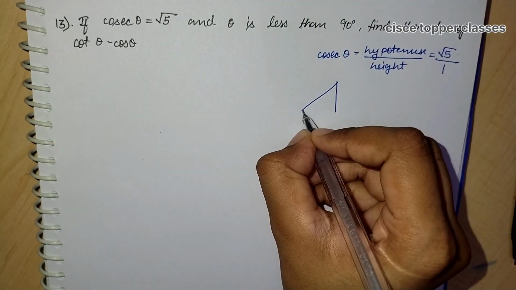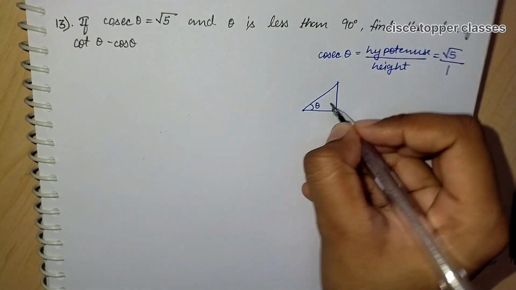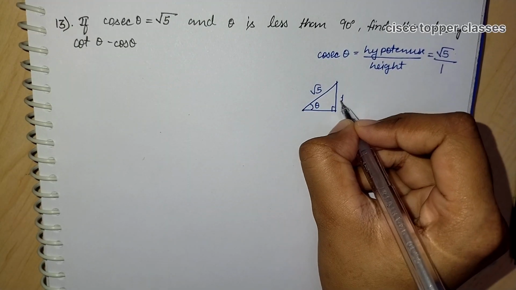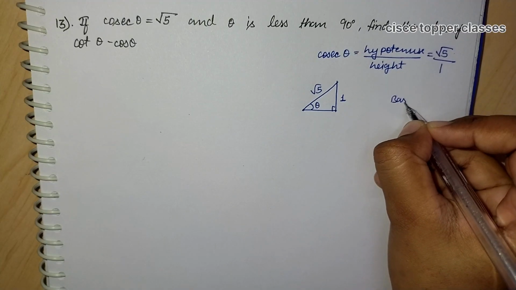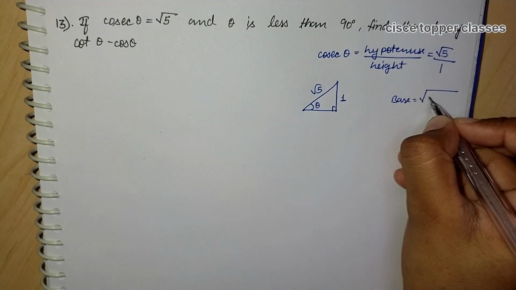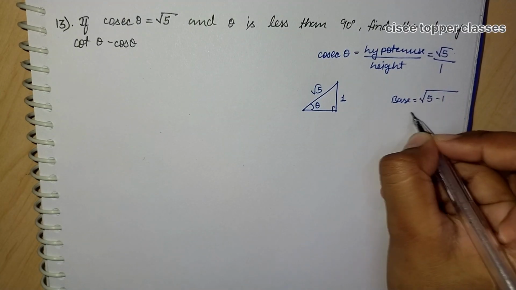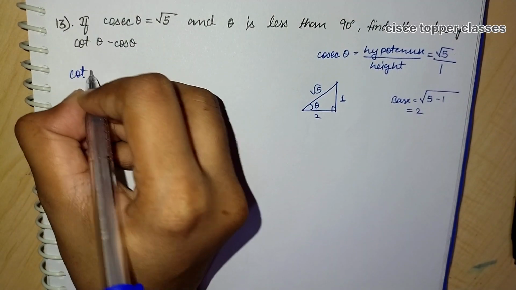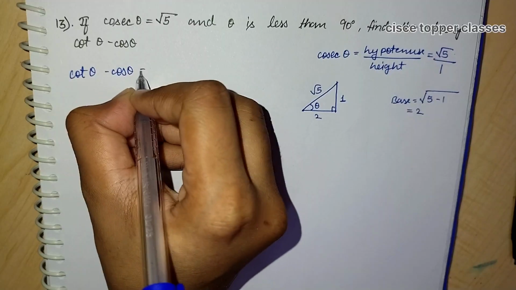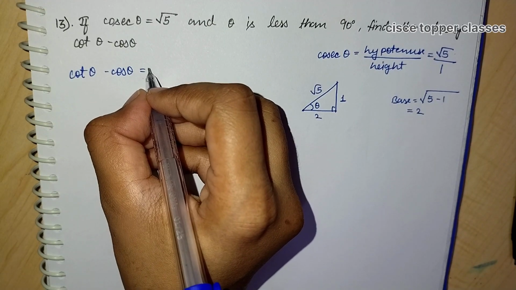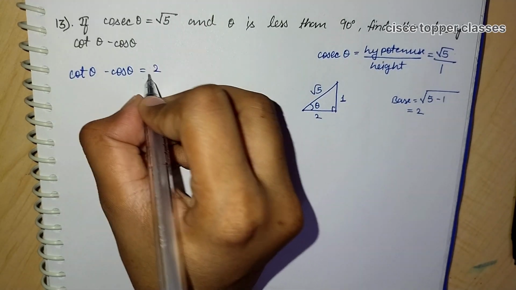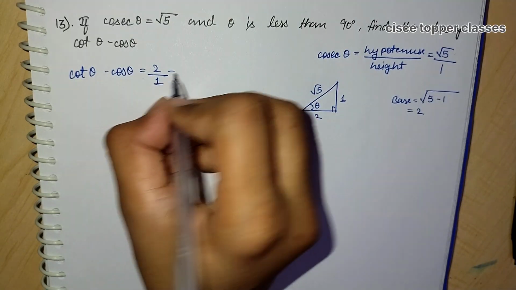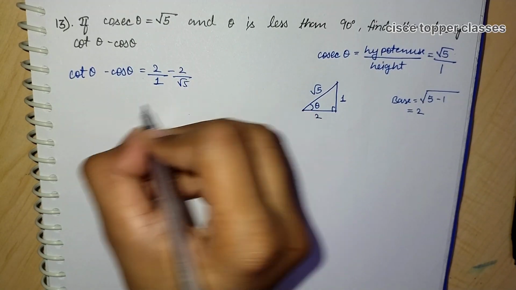So here we will draw a triangle like this with 90 degrees, in which theta is like this. So the hypotenuse is under root 5 and height is given as 1. From that we can find the value of base. So this will be under root 5 minus 1, means 2. Base is 2 here. From that we can find the value of cot theta minus cos theta. Cot theta will be base by perpendicular. So here base is 2 and perpendicular is 1, minus cos theta, which will be base by hypotenuse. So this will be 2 by under root 5.